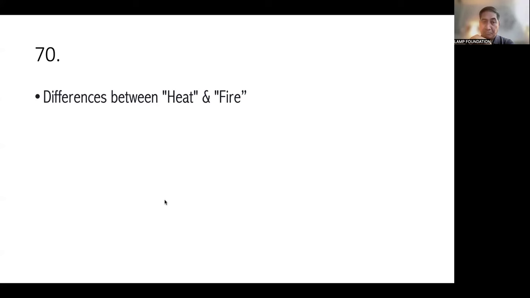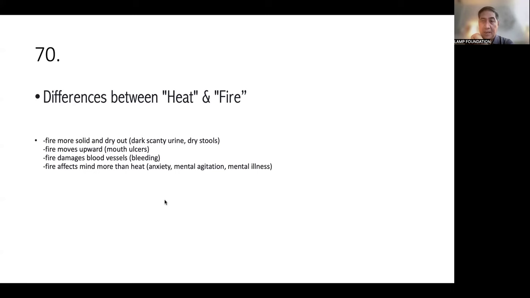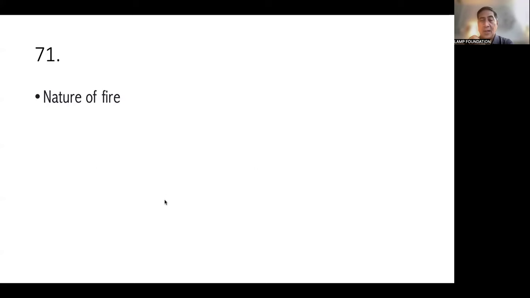And also, the fire affects the mind more than the heat. So this will cause anxiety, mental agitation, mental illness. Number 71. What is the nature of fire? Nature is, it rises to the head. It dries fluid. It injures blood and yin, causes bleeding, affects the mind. Very good.